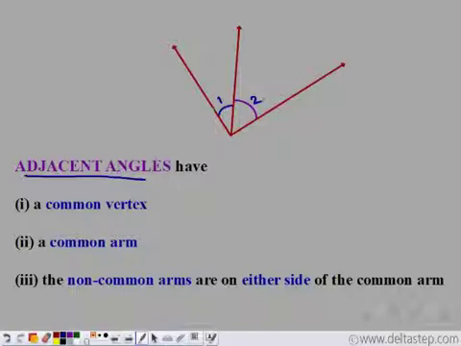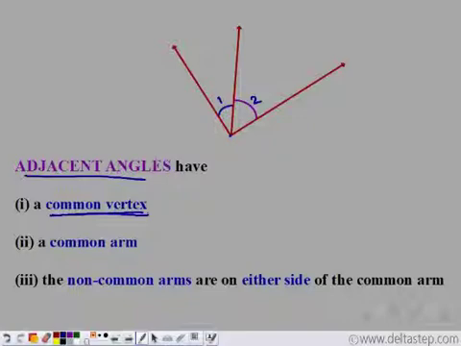Now adjacent angles have a common vertex. What is the vertex of angle 1? This point. What is the vertex of angle 2? This point. So they have a common vertex. That is, they share the same vertex.